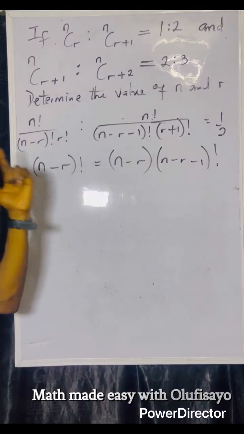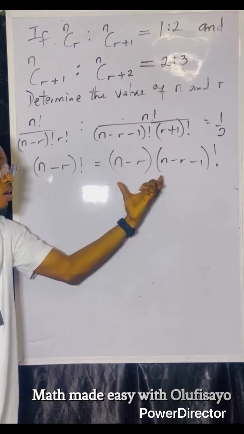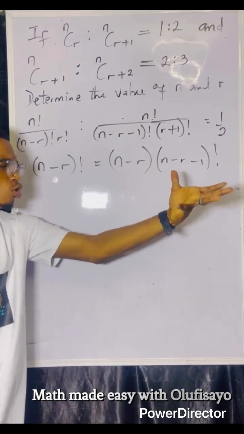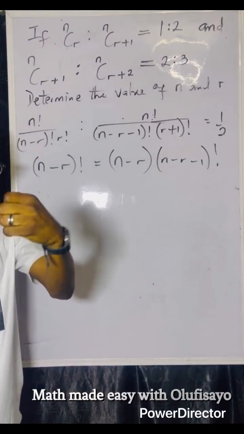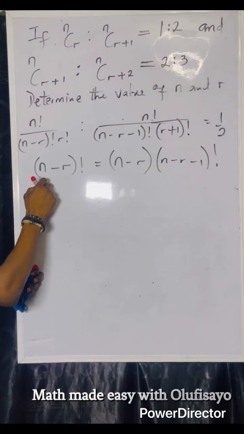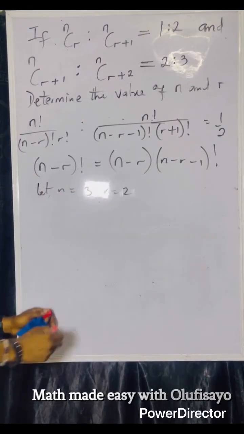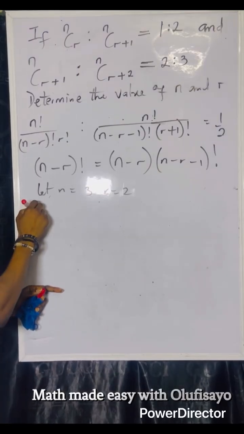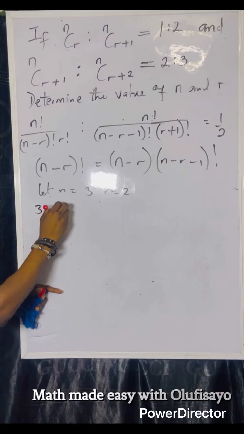You can see that I removed 1 from whatever we have here, with factorial. How do we know if it's surely or mathematically correct? Now let n equal 3 and r equal 2. So we have n, which is 3, minus r, which is 2, factorial.